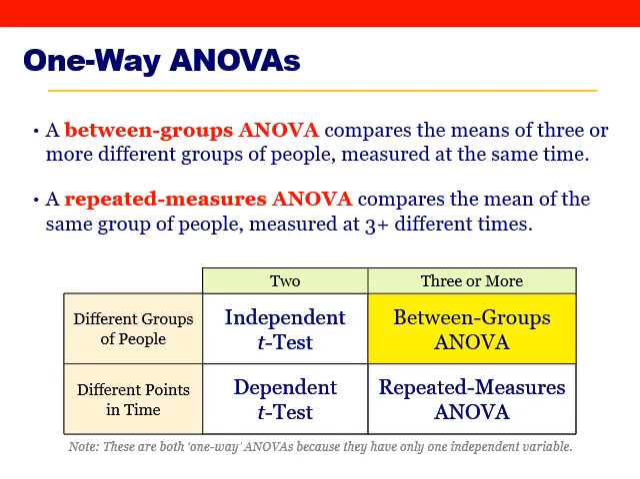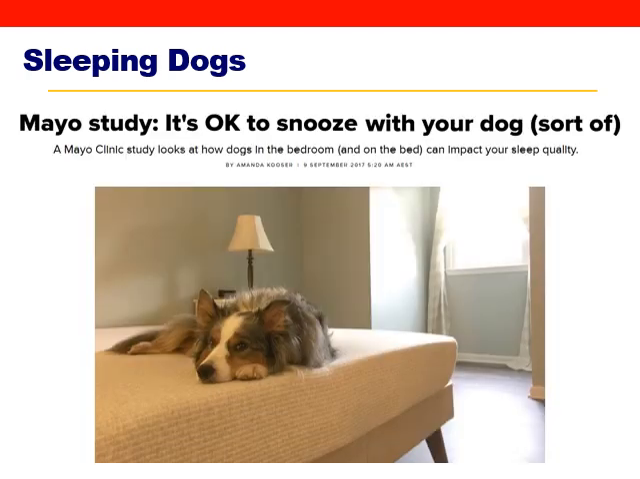Let's now talk about how to do the between groups ANOVA and some situations in which we would use that test. In one study, for example, the researchers wanted to know if people who own dogs differ in terms of their sleep quality. In this study, they included 3 groups of people. One group of people whose dogs sleep in bed with them, a second group of people whose dogs sleep in the same room but not in their bed, and a third group of people whose dogs sleep in a different room than their own bedroom.